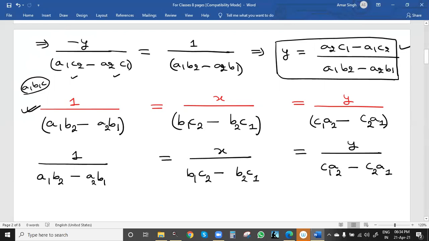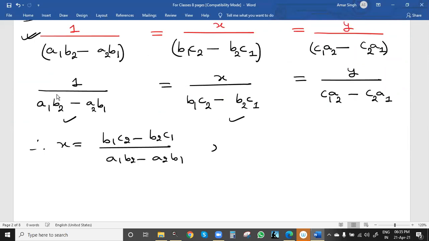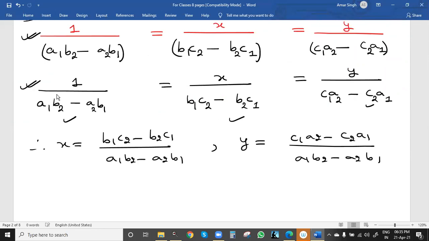And from here also we can write the x and y values. We'll take these values first. So hence x equal to, this will go up, b1 c2 minus b2 c1 by a1 b2 minus a2 b1, and y will be equal to, this one will go up, so c1 a2 minus c2 a1 by a1 b2 minus a2 b1. Actually, I prefer this step only, because from this there is no need to write a separate formula and no need to remember anything.